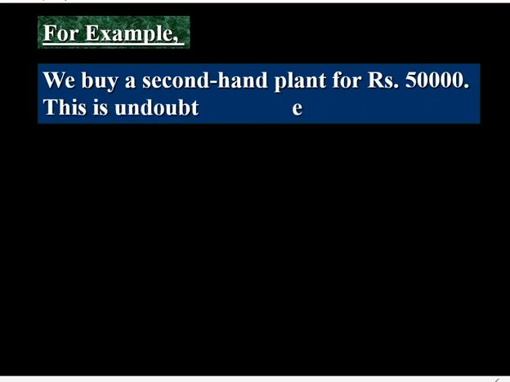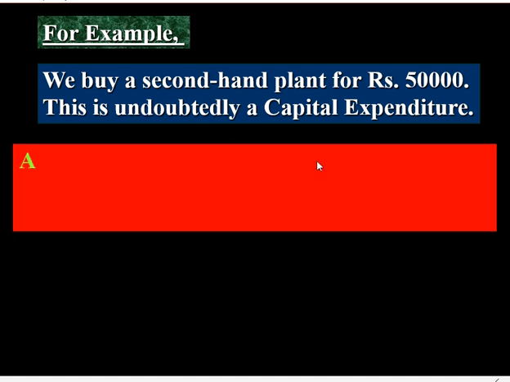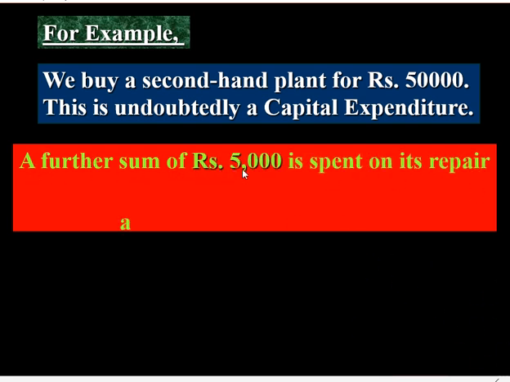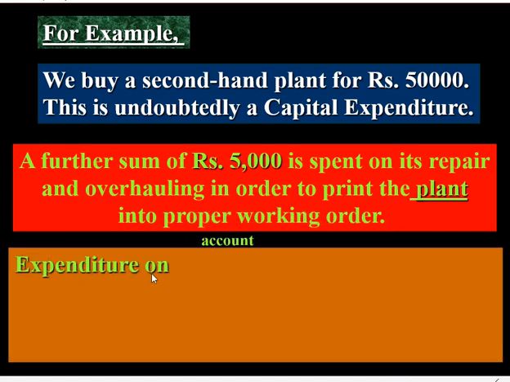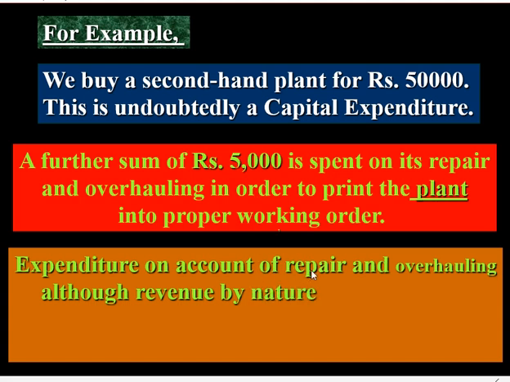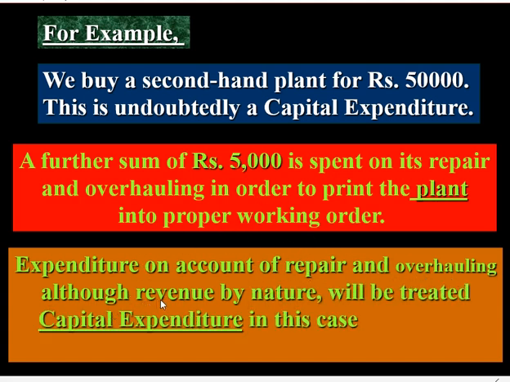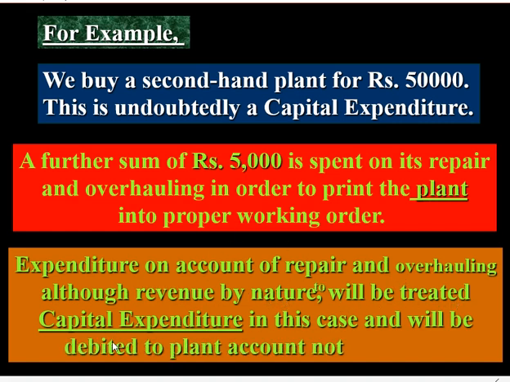For example, we buy a second-hand plant for Rs 50,000. This is undoubtedly a capital expenditure. A further sum of Rs 5,000 is spent on its repair and overhauling in order to bring the plant into proper working order. Expenditures on account of repair and overhauling, although revenue by nature, will be treated as capital expenditure in this case and will be debited to plant account, not to repair account.